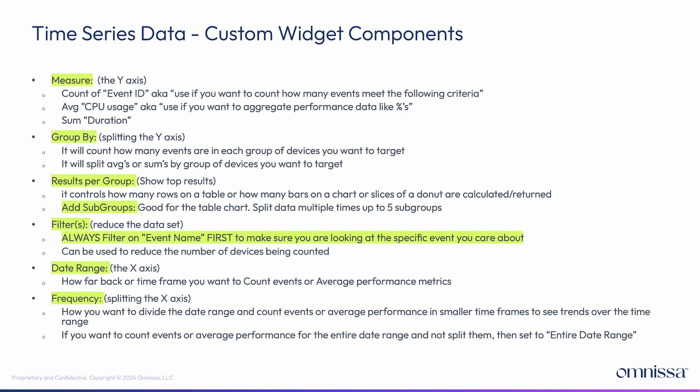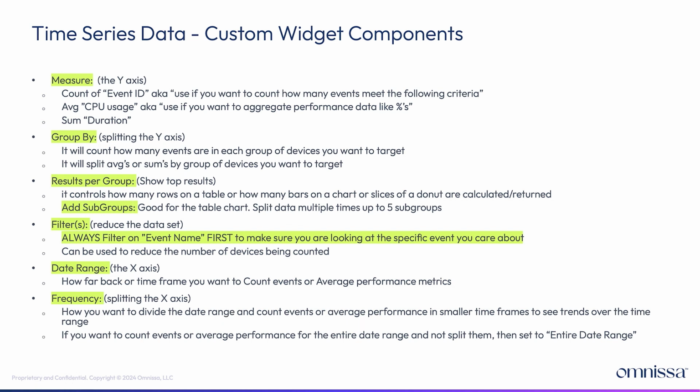Relative meaning last 28 days, last 7 days, or an absolute time range saying this date, like February 1st through February 2nd, sometime in the past from 12 to 12 p.m. Frequency is, so the date range is, if counting and aggregating is the y-axis, the date range is the x-axis. And just like you can group the y-axis by specific groups, you can group the x-axis or dates or time by a frequency, which is just a smaller time frame of the entire date range.